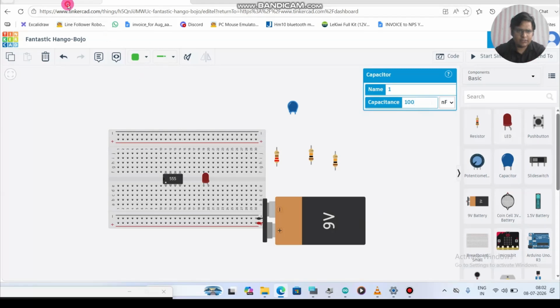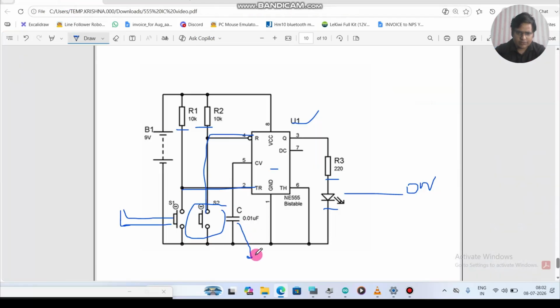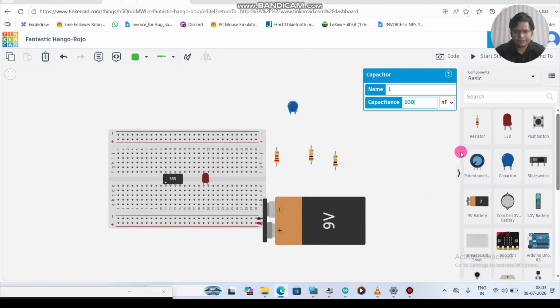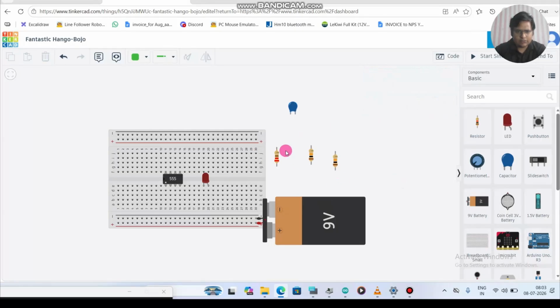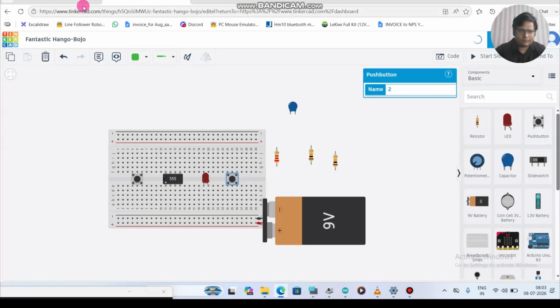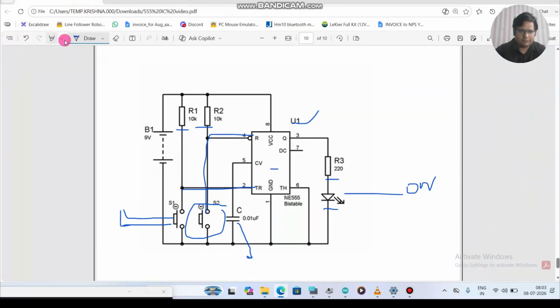What is the value of this? So you can see 0.001 microfarad. Basically I'll take, let's take 10 nanofarad. Okay, so that's what basically we need, and we need two buttons, one trigger button and one reset button. Let's start building the circuit. I'll explain step by step.